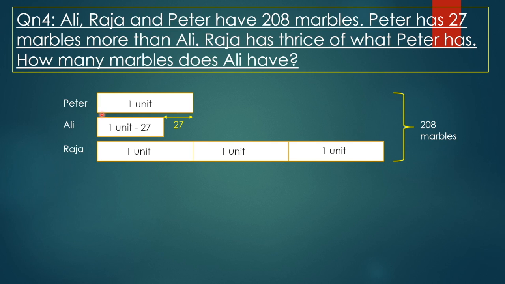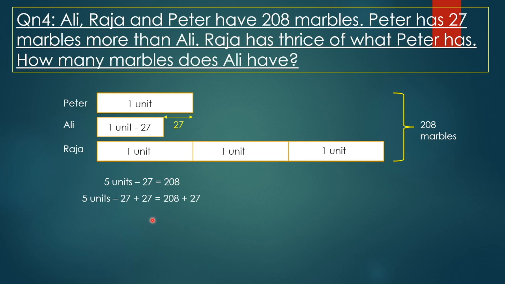So if we consider Peter's unit to be 1 unit, then this would be 1 unit, and this would be 1 unit minus 27 marbles. And this would be 1 unit, 1 unit, 1 unit. So Raja has 3 units. So if you add all of this up, you get 1 plus 1 minus 27 plus 1 plus 1 plus 1. It will be 5 units minus 27, and that gives you 208 marbles.